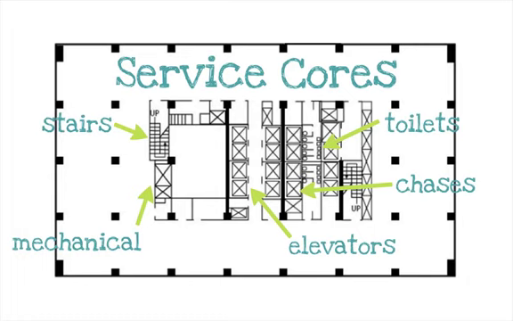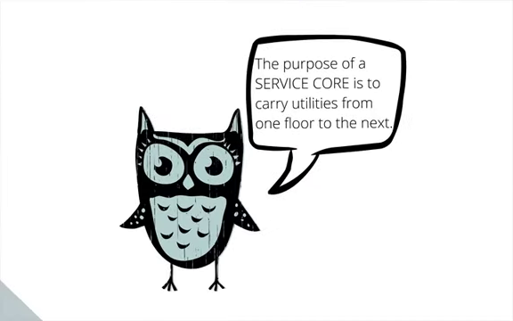Service areas of a building are generally grouped together in what's called a service core. Included in these areas are the building's stairs and elevators, supply rooms, mechanical rooms, plumbing, electrical, and mechanical chases that run from floor to floor, electrical, telephone, and service closets, and also the bathrooms. The purpose of the service core is to carry these utilities from one floor to the next.